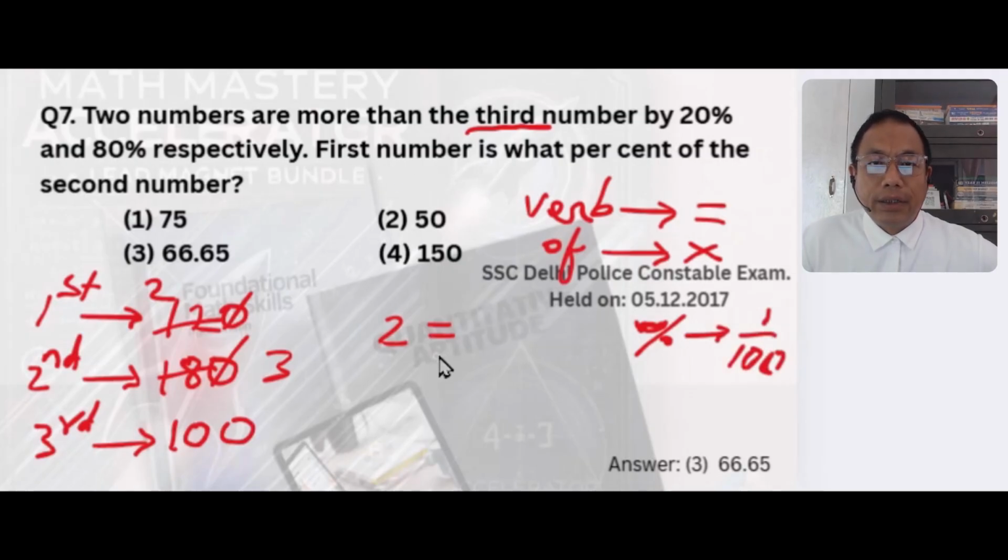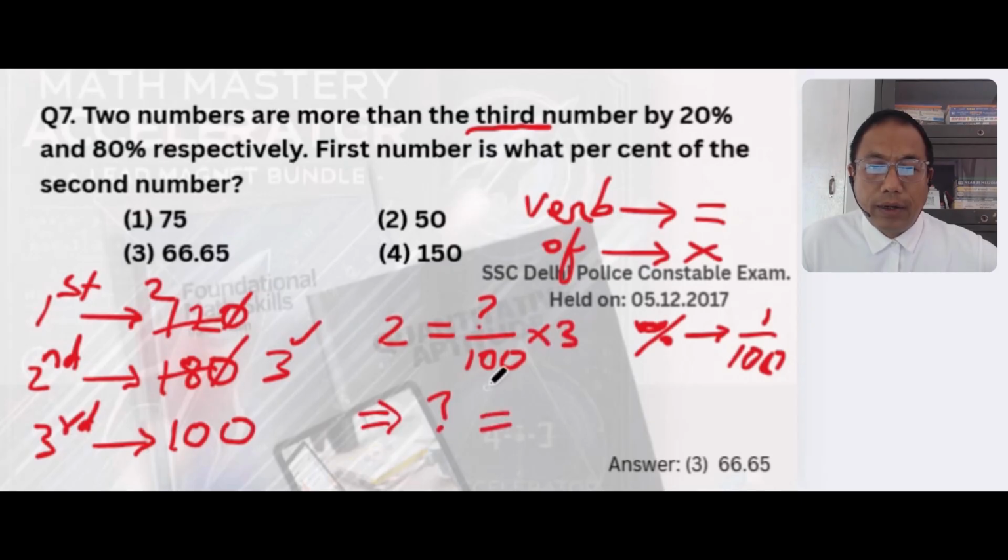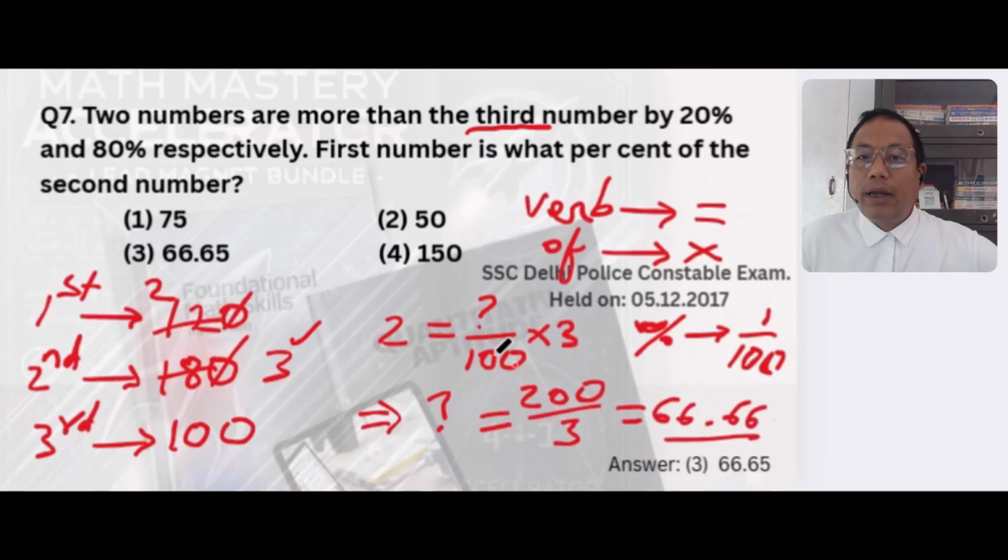First number is equal to what percent of the second number. Second number here is 3. Question mark is cross multiply. 100 into 2 is 200 divided by 3. Approximate value is 66.66. The smallest is option 3, the right answer.